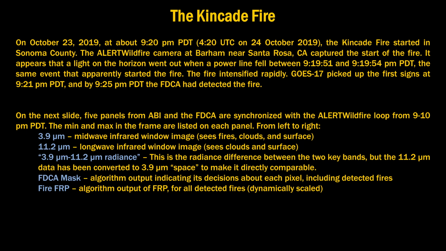The Kincade Fire. On October 23, 2019, at about 9:20 Pacific Daylight Time, the Kincade Fire started in Sonoma County, California. The Alert Wildfire camera at Barham near Santa Rosa, California, captured the start of the fire. It appears that a light on the horizon went out when a power line fell between 9:19:51 and 9:19:54 p.m. PDT, the same event that apparently started the fire. The fire intensified very rapidly. GOES 17 picked up the first signs at 9:21 PDT, and by 9:25 PDT, the FDCA had detected the fire.